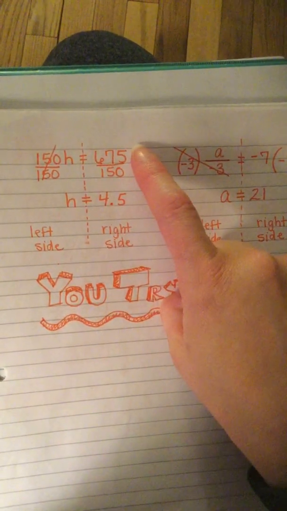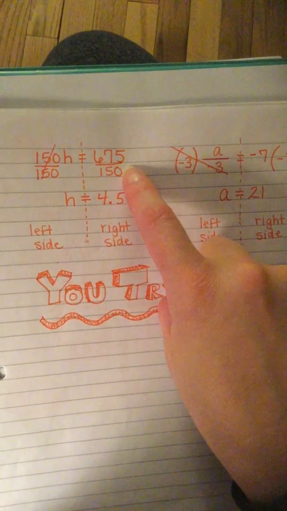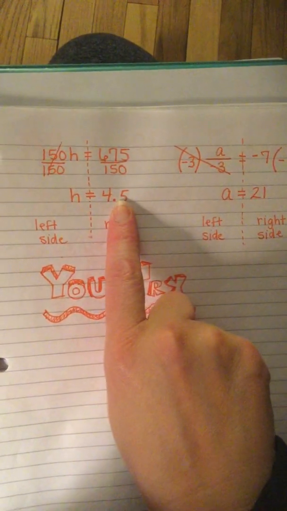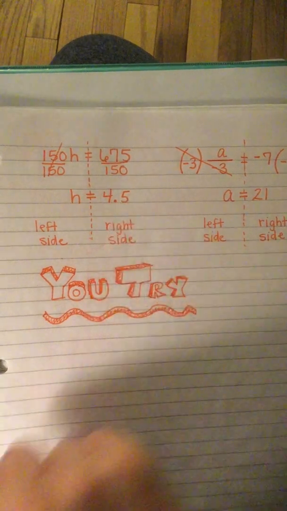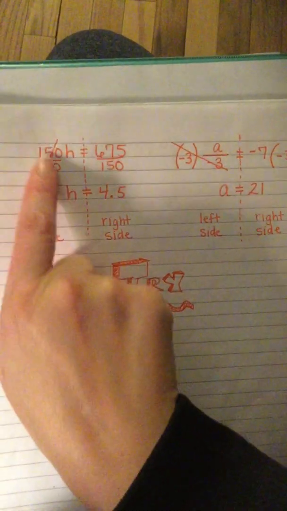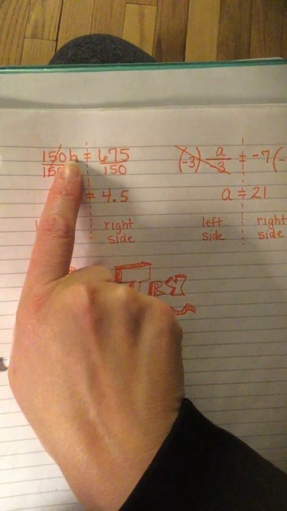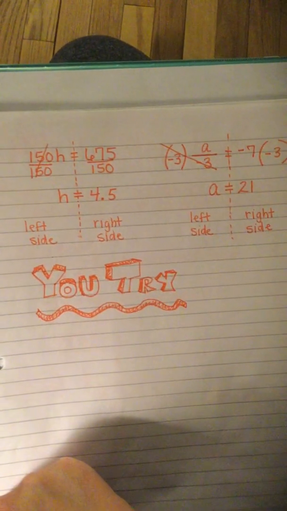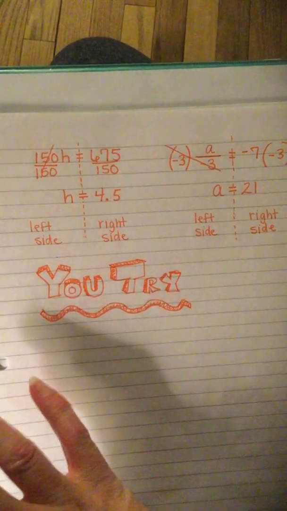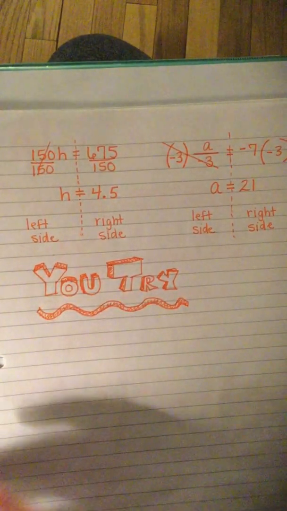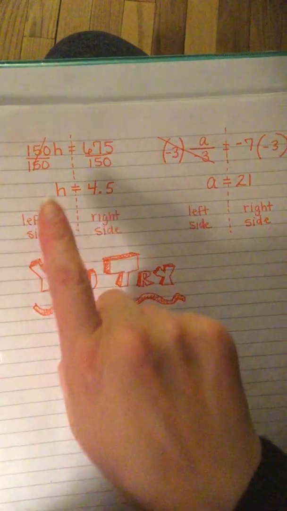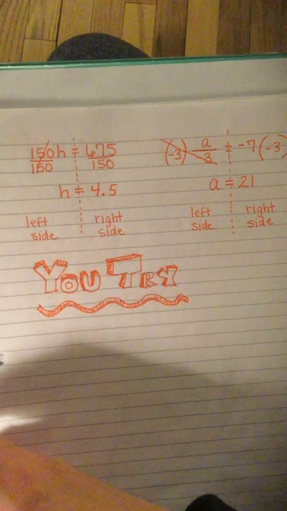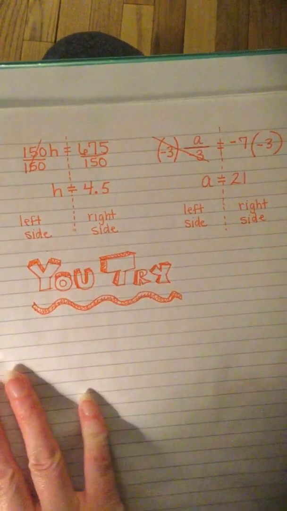And then use a calculator, please. 675 divided by 150 gives me 4.5, so h ends up equaling 4.5. Again, you can check to see that you're correct. You can do 150 multiplied by 4.5, and you should get 675. So really with these, there's no excuse to get a single one wrong, because you can always check your answer to see if it made sense. And if it didn't, you did something wrong. You just need to figure out what.